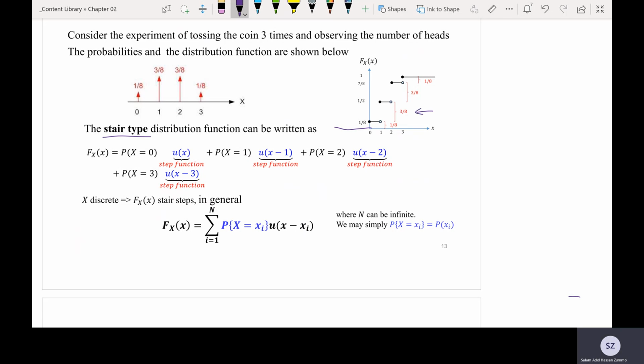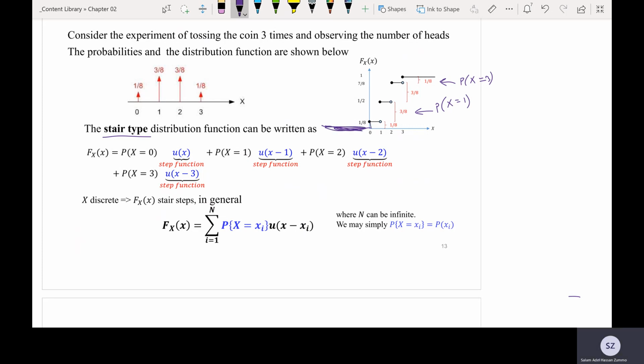We said that each step is the probability that x equals some value. Where was the jump? At 1, so x equals 1. Here, where was the jump? The probability of x equal to 3. So the jump is always equal to the probability of the value at which we jump. Now, if we want to write this, we can write it as a summation of shifted step functions. So, for example, before 0, it's 0, right?